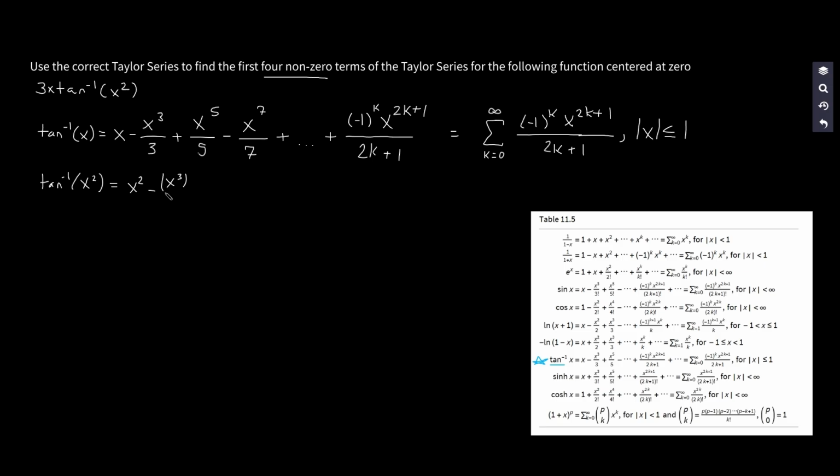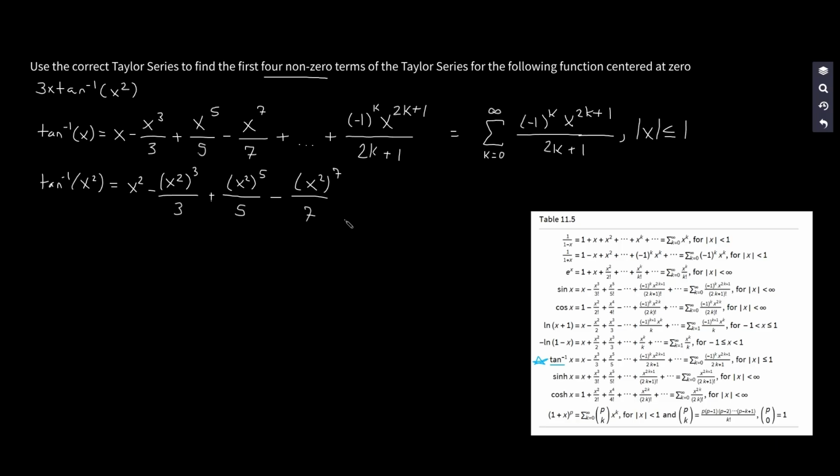So this is going to become parenthetical. And no, hold on, I messed up. My bad. We've got to be really careful here. x squared raised to the third power. And then here, x squared raised to the fifth power. And then here, x squared raised to the seventh. And that's going to do it for the first four terms.